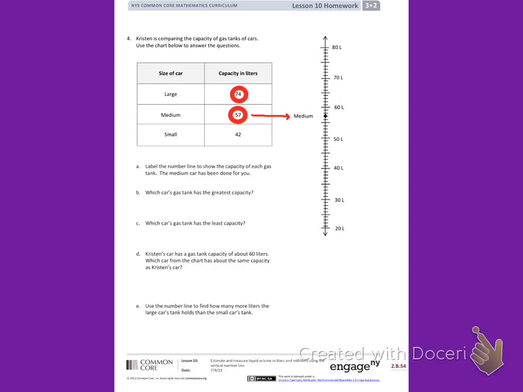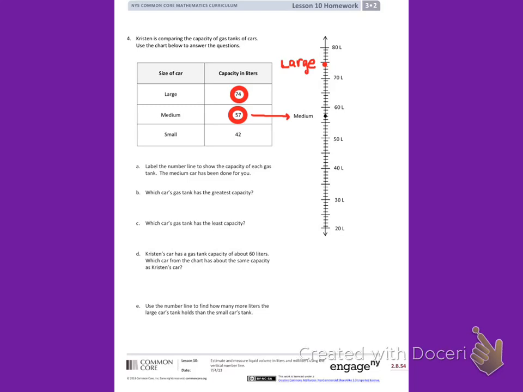74 is near the number 70, so I'll go to the number 70 and count up 4 spots. 71, 72, 73, 74. And then I'll put a dot right there. Next, I'll go ahead and write large. Now I'll go to the small car.